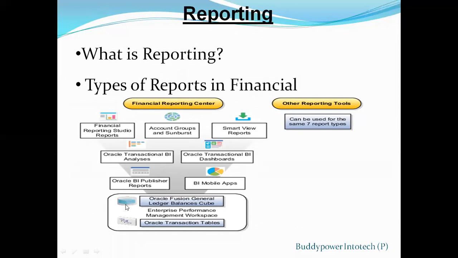Then there are the account groups and Sunburst. What does this kind of report mean? The account groups are used to monitor key account information in GL, meaning general ledger. When a user creates an account group, it becomes visible in the financial reporting center. Then the Sunburst visualization tool lets you interact with your account balances across various dimensions to view balances from different perspectives.